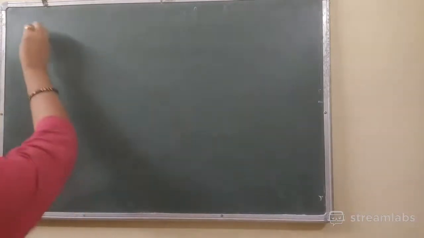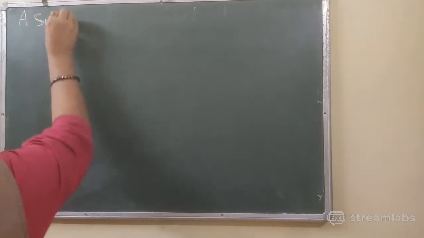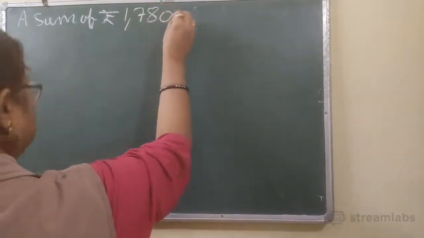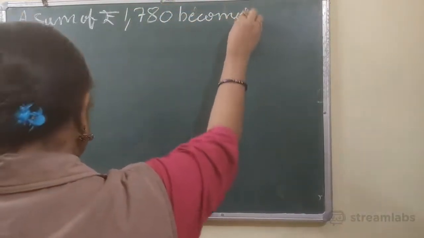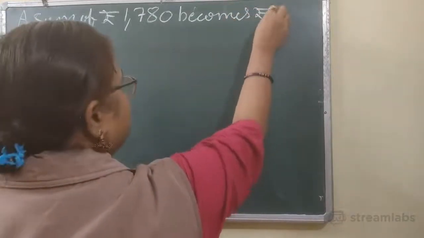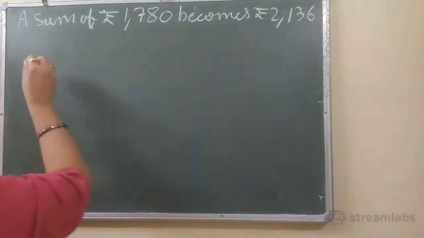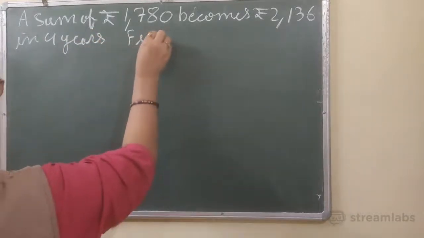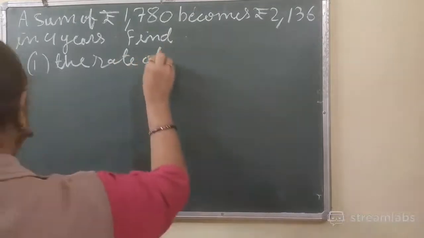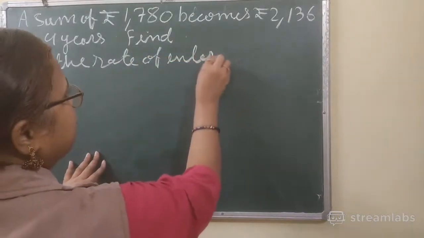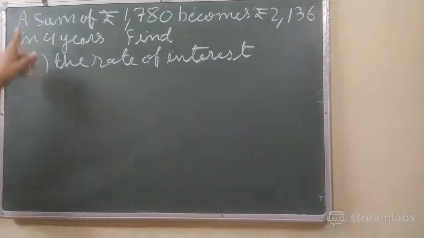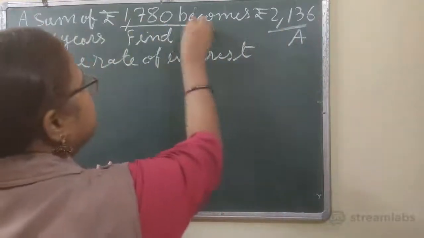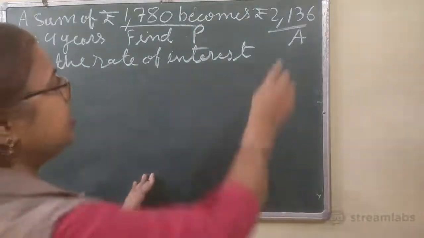Next question: a sum of rupees 1780 becomes rupees 2136 in 4 years. Find the rate of interest. So let's find out the rate of interest. What is given? A sum of rupees this becomes this. It means this one is the amount and this one is the principal.